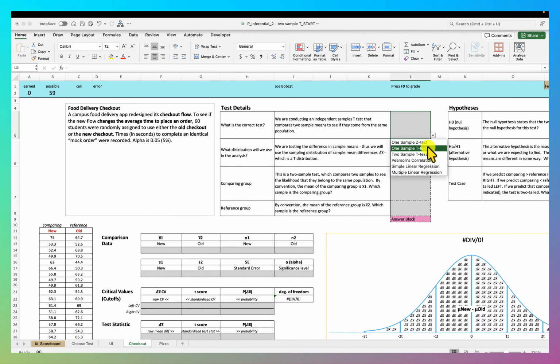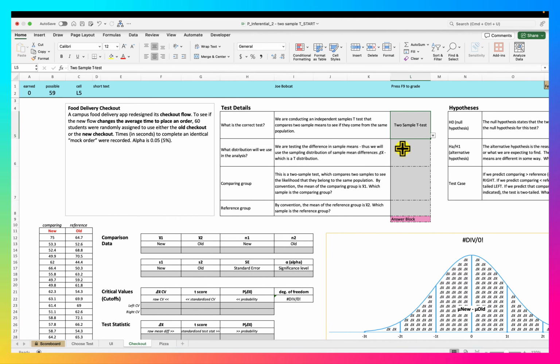It's going to be a two-sample t-test, otherwise known as an independent samples test. And as I mentioned before, it's independent because it's two different groups of students. It's not the same group measured twice, which would be paired. We are testing the difference in sample means.